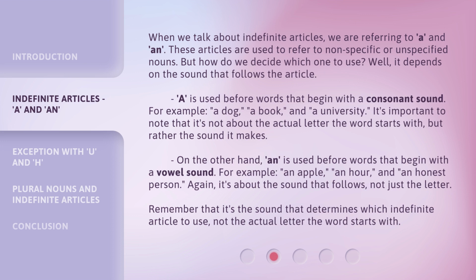It's important to note that it's not about the actual letter the word starts with, but rather the sound it makes. On the other hand, an is used before words that begin with a vowel sound. For example, an apple, an hour, and an honest person. Again, it's about the sound that follows, not just the letter. Remember that it's the sound that determines which indefinite article to use, not the actual letter the word starts with.